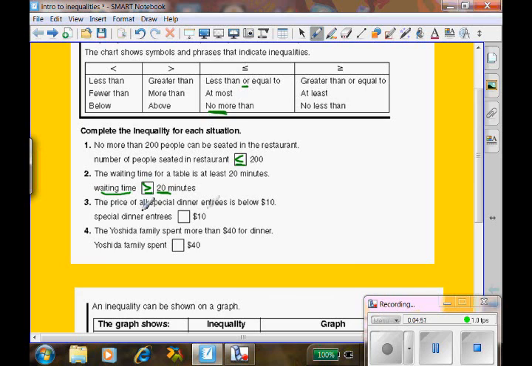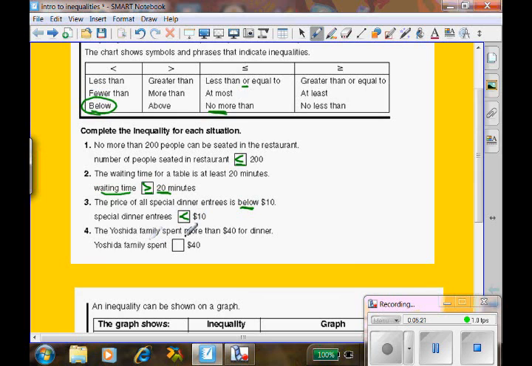For number 3, the price of all special dinner entrees is below $10. So we're comparing the special dinner entrees to $10. If you think about that, are we going to pay exactly $10? In this case, they're saying it's below. So you can also look at your chart here and you can see the symbol, it's less than. So that means the special dinner entrees have to be less than $10. They could not be $10 in that situation.